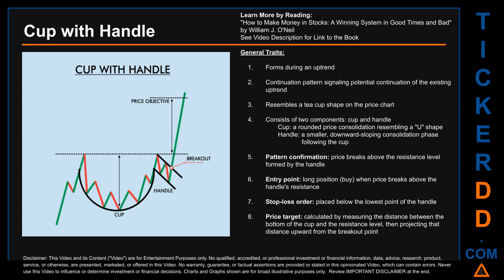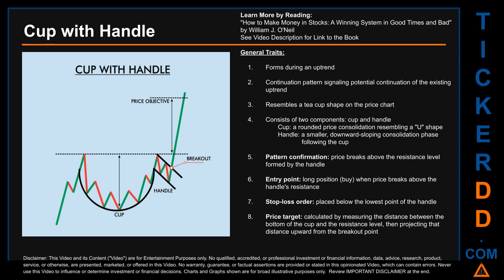Mark decided to keep an eye on the stock and set a buy order slightly above the resistance level formed by the top of the handle, anticipating a breakout to the upside. Eventually, the stock broke through the resistance level and experienced a significant increase in price. Mark's long position allowed him to profit from the continued uptrend.